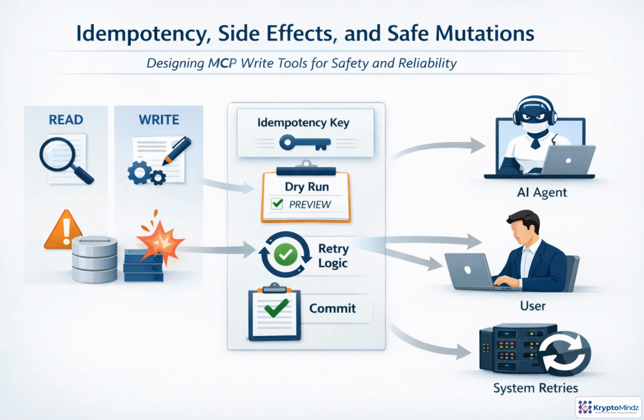When an AI agent calls a write tool twice, should your system create two records, charge twice, or recover gracefully? In this lesson, we'll design MCP mutations that survive retries, reduce side effects, and stay safe in production.